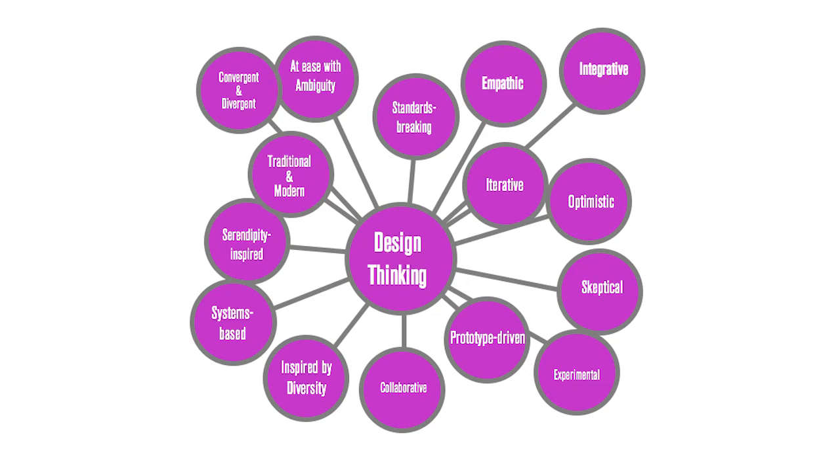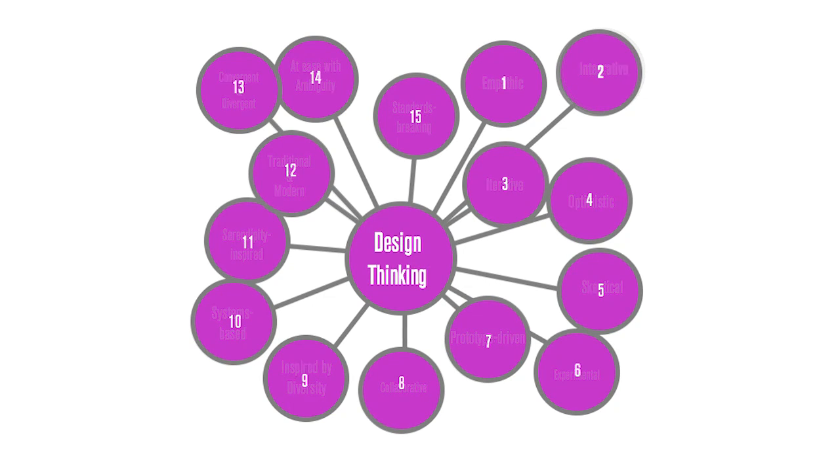So these 5 are: design thinking is inspired by serendipity, it's traditional as well as modern, it's convergent and divergent, it's at ease with ambiguity, and finally, it's standards breaking. So these 5 we'll discuss in a bit more detail now.